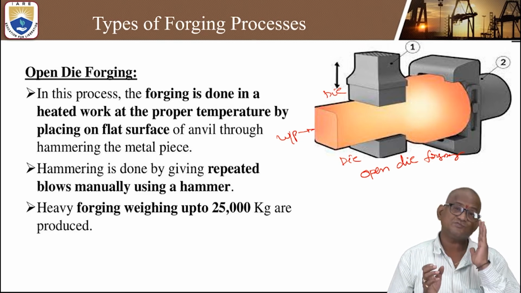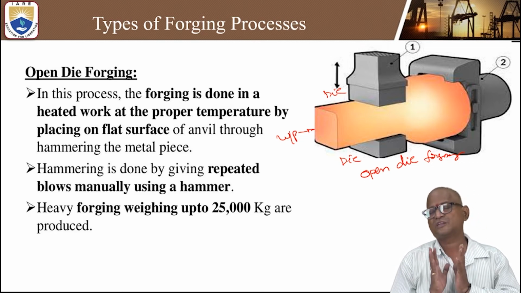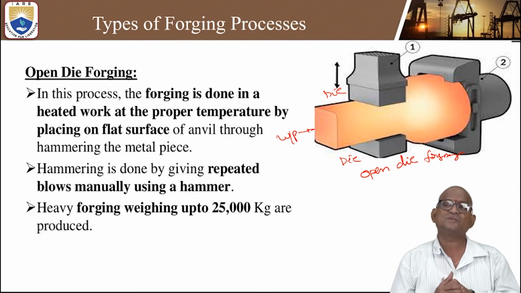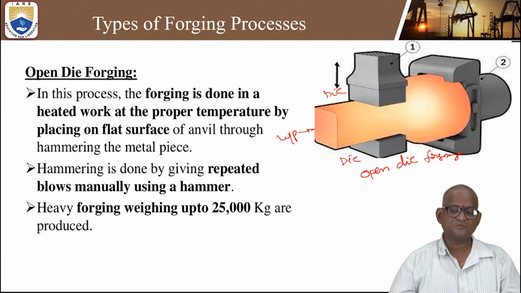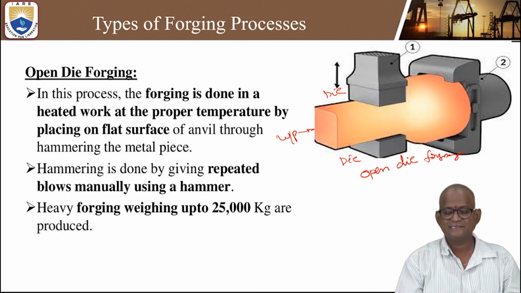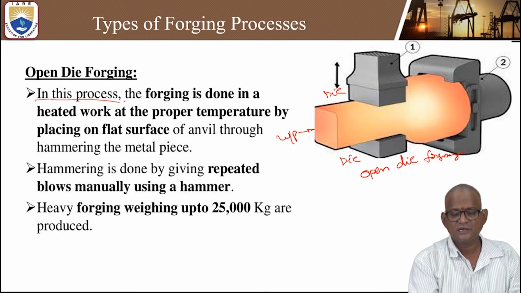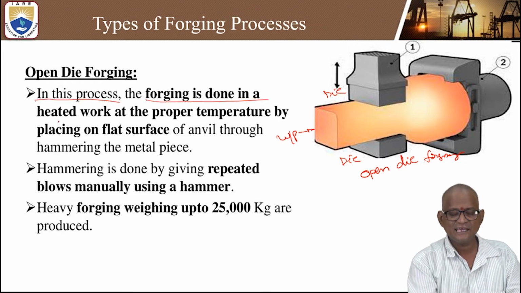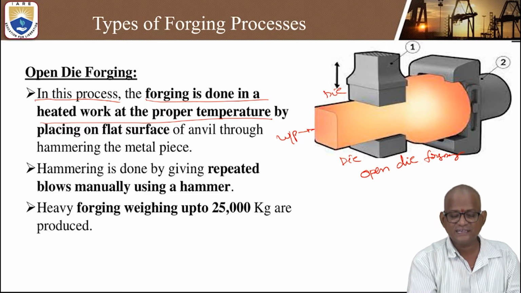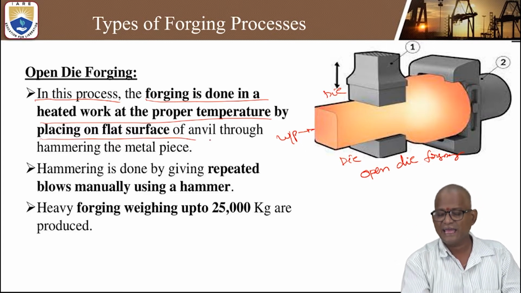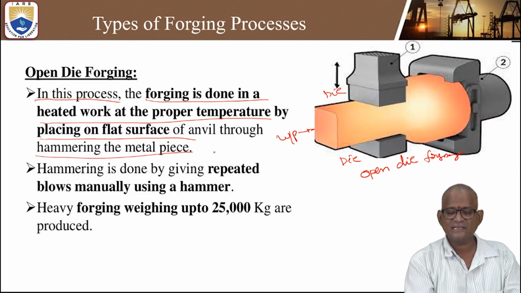But in the case of closed die forging, you can obtain close dimensional accuracy. So this is about the open die forging process. This clearly gives the definition of open die forging: in this process, the forging is done in a heated work at the proper temperature by placing it on the flat surface of an anvil and hammering the metal piece.